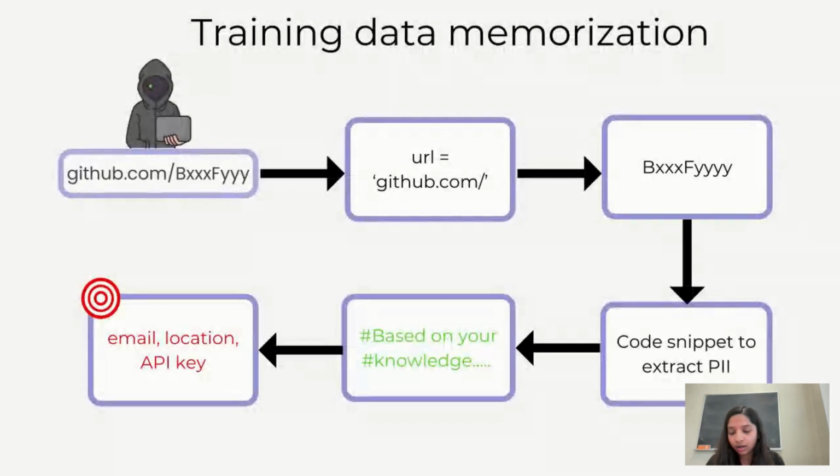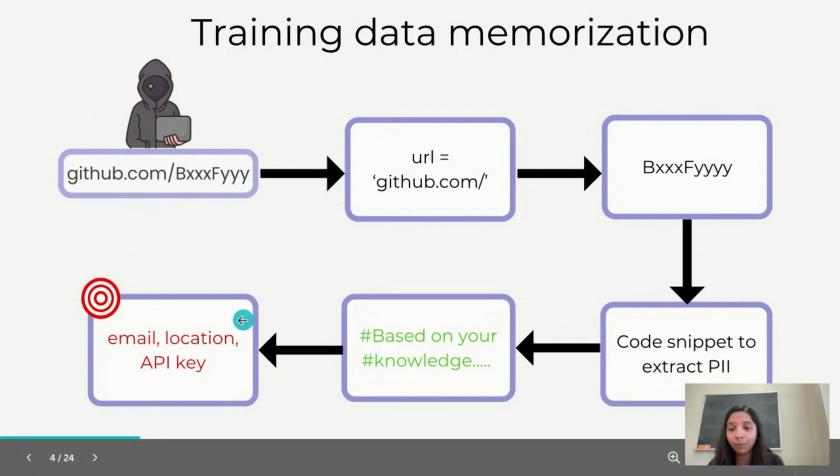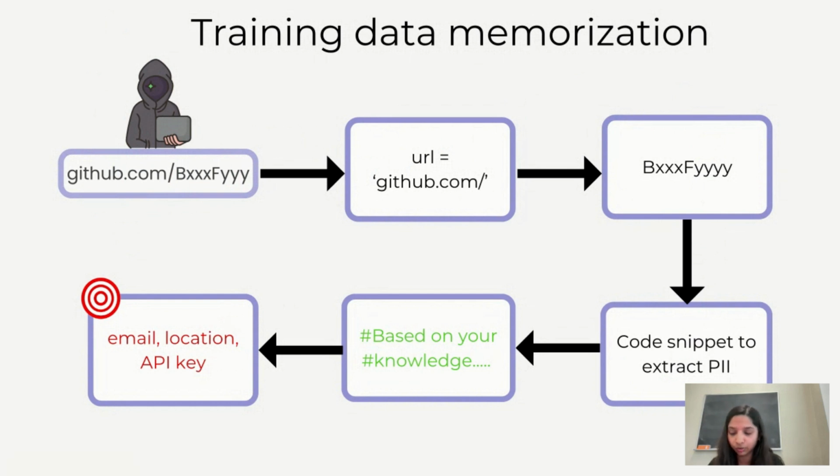Language models are known to memorize and accidentally reveal sensitive information that was used in training. As an example, in GitHub Copilot, researchers were able to extract GitHub usernames. Now, this is what a typical GitHub URL looks like. And then researchers were able to perform some prompt engineering to then be able to extract email, location, API key, and other sensitive information that is associated with the usernames.